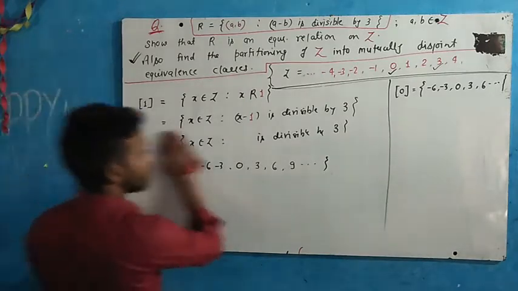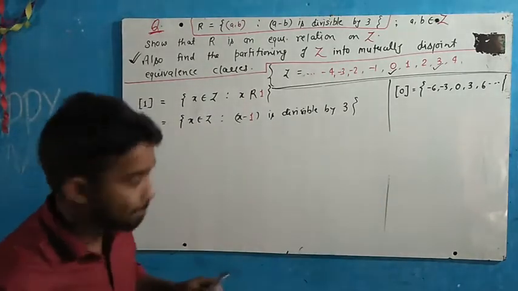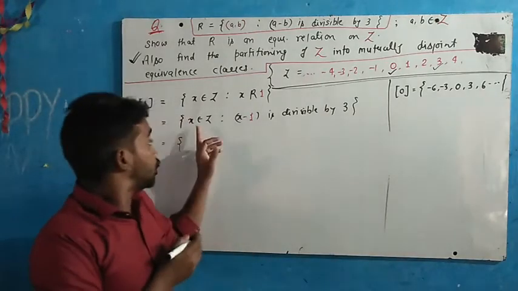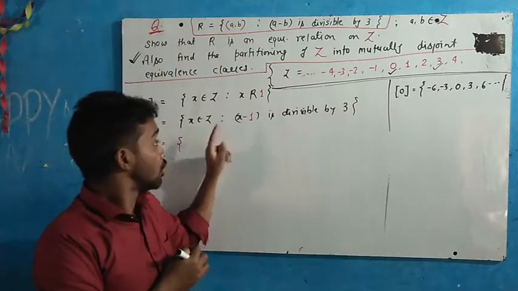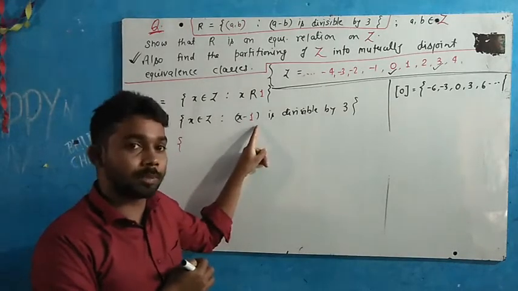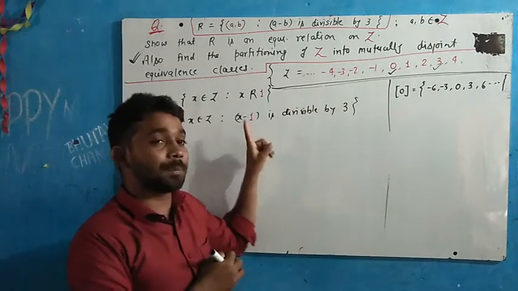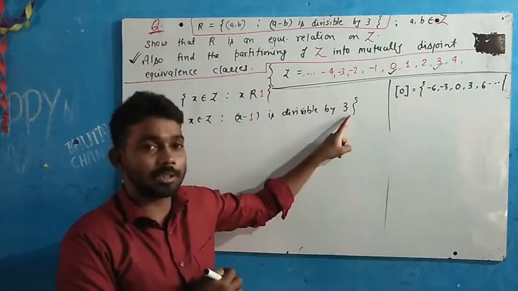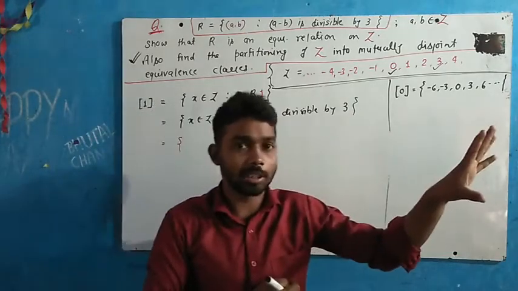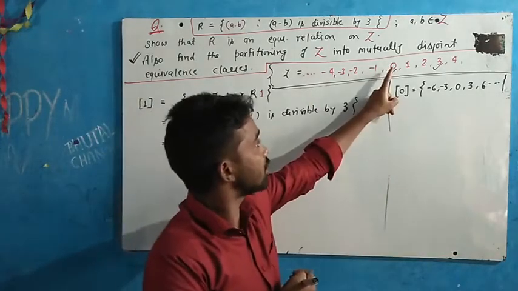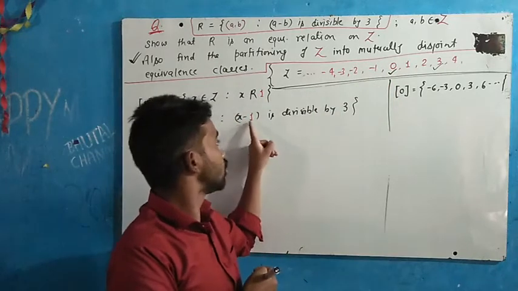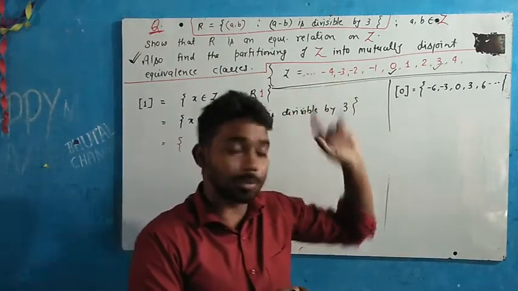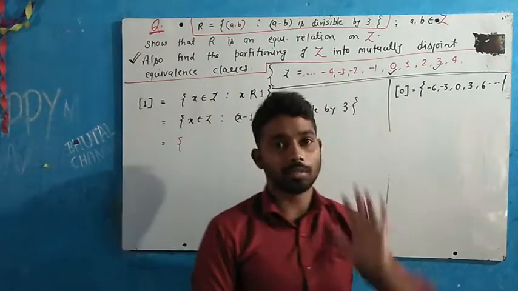Now listen, what will be the rule? Those integers we have to write here such that x minus 1, it means we subtract 1 from those integers, and after that we get a number that should be divisible by 3. Now you can take any integer as the x value. Let's check. Suppose x value is 0. So what will we get? 0 minus 1 is minus 1, which is not divisible by 3. It means we cannot take x value 0.